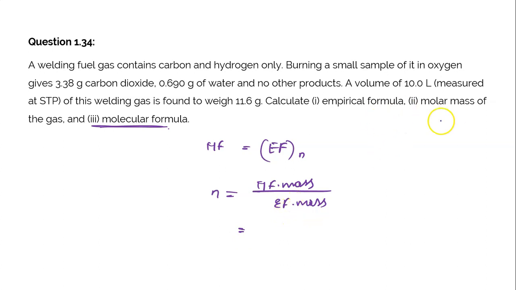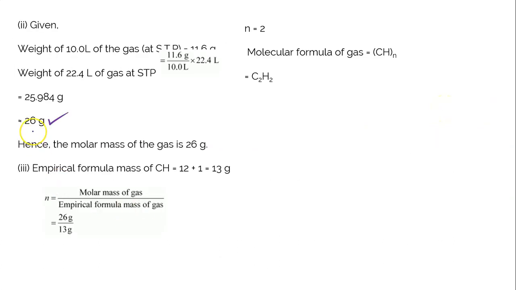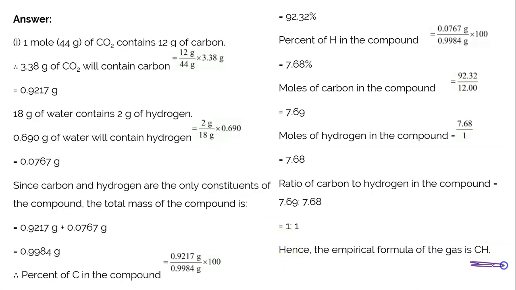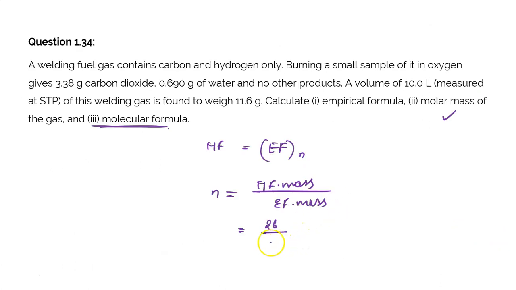Just now we have calculated the molar mass of the gas, right? Which is nothing but 26 grams. So I'm taking 26 grams over here. Divided by what is the empirical formula mass? We have calculated empirical formula. CH is the formula, right? So calculate mass from here. It is 13: 12 of carbon plus 1 gram of hydrogen. So now 26 by 13, which is equal to 2. The N value is equal to 2.